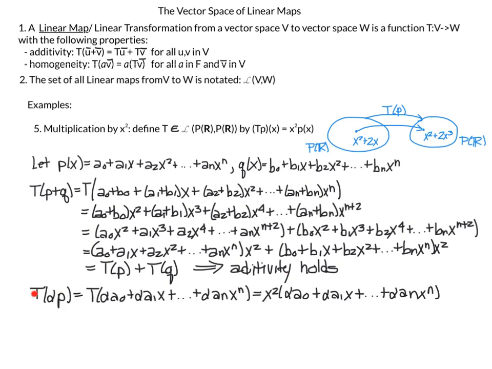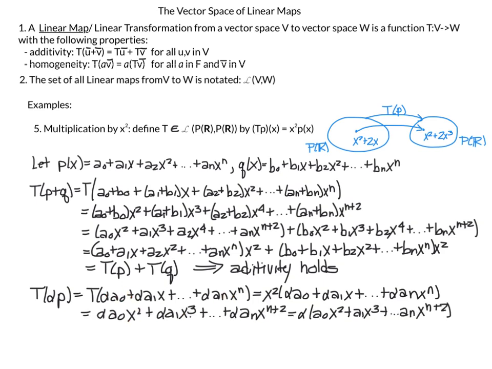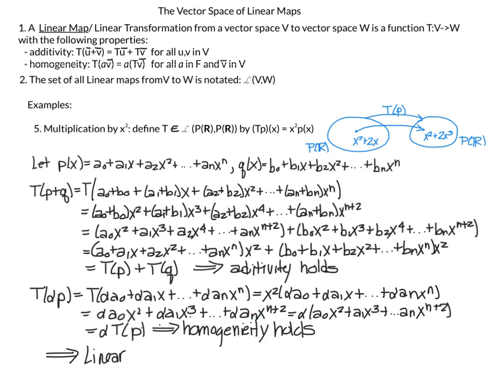Next, we consider homogeneity, so we look at T of alpha p. So here's T, and here is alpha times p. That's alpha times a0 plus alpha a1 x, all the way up to alpha an x to the n. Taking the transform, then, I multiply this polynomial by x squared. The next steps, I essentially just pulled out the alpha. And in doing so, what I have here is alpha times my T of p, and therefore homogeneity holds. And since we have additivity and homogeneity, that means our transform T is linear.